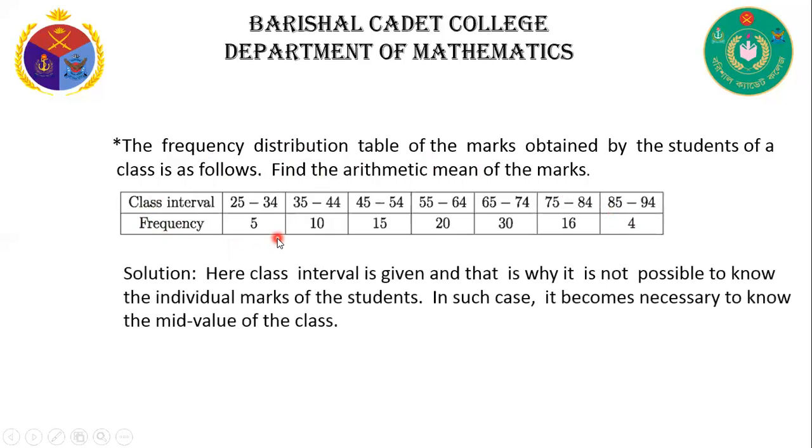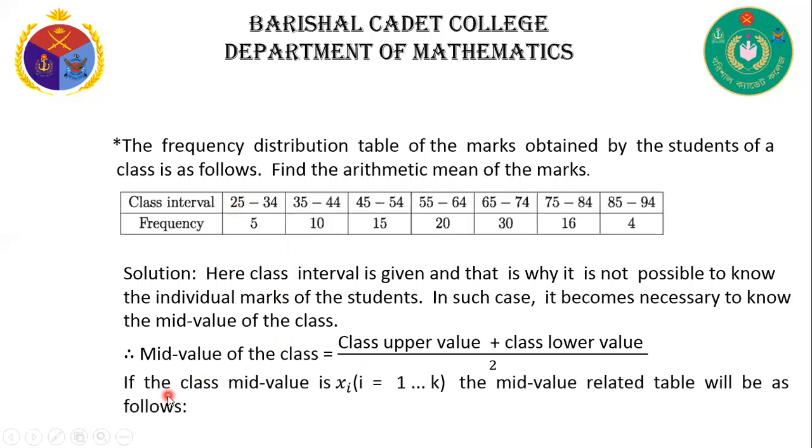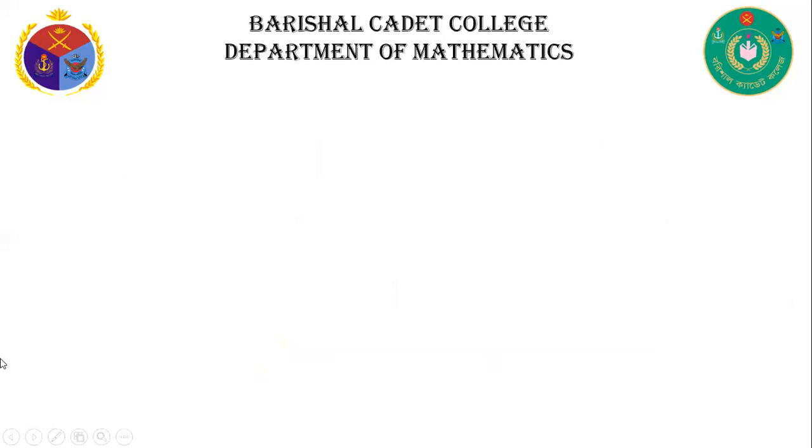Now let us try to solve. Solution. Here the class interval is given, and that is why it is not possible to know the individual marks of the students. In such a case, it becomes necessary to know the mid values of the classes. So we know the mid value of a class is equal to the upper class value plus the lower class value divided by 2, the class mid value xi, i equal to 1 to k. The mid value table will be as follows.